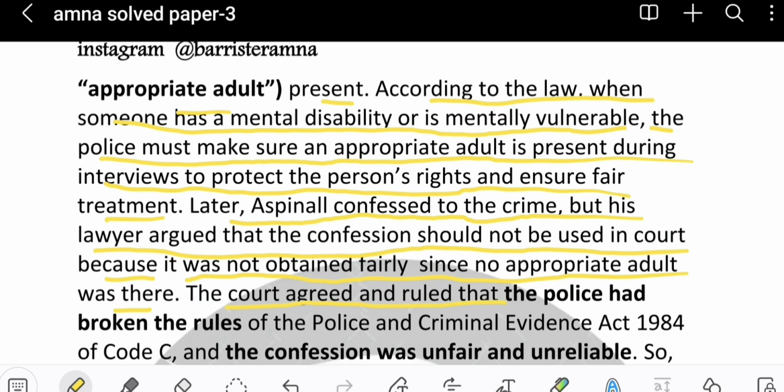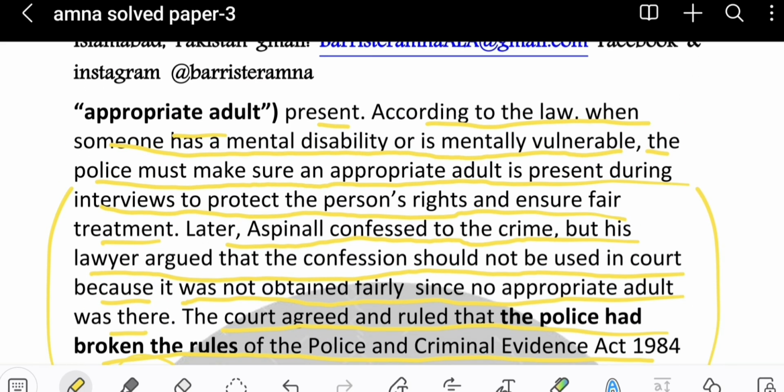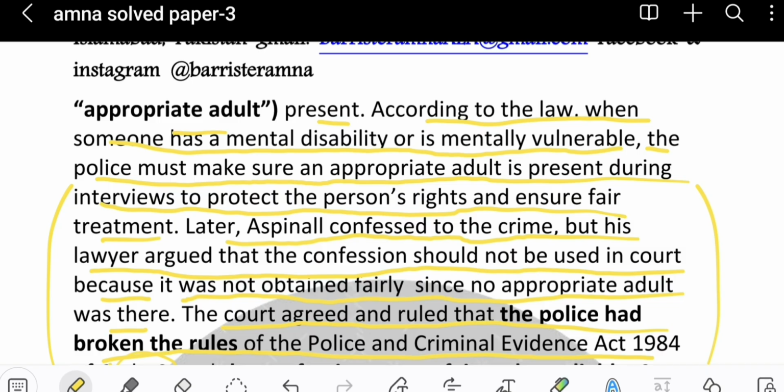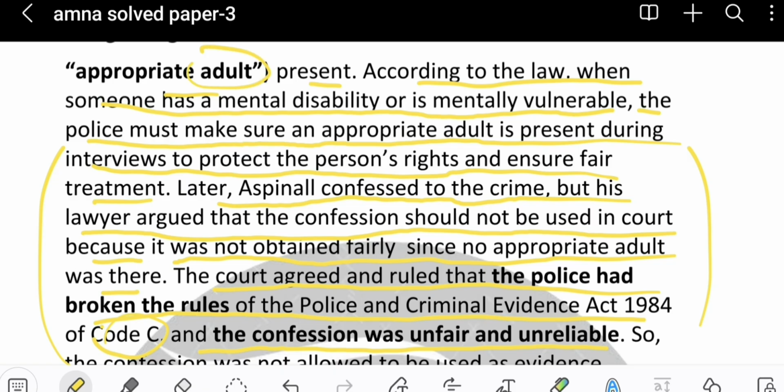The court agreed and ruled that the police had broken the rules of the Police and Criminal Evidence Act, Code C, and the confession was unfair and unreliable. So the confession was not allowed to be used as evidence. In this whole case it was discussed that the particular person was suffering from an illness, and due to that illness there was no appropriate adult available, and that person had given evidence to the police without having a proper adult.